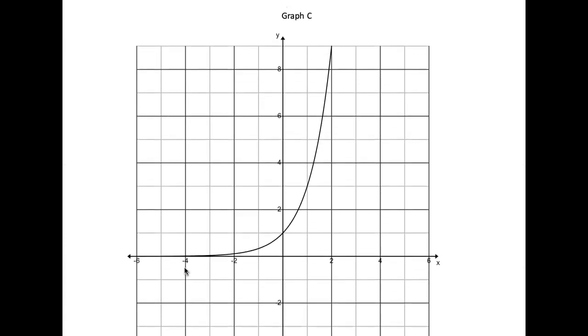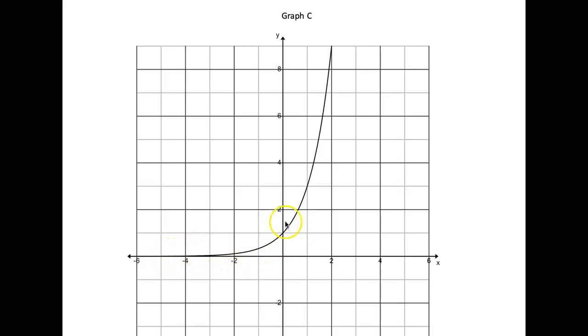Graph C starts to be exponential, and we can look at points of interest. The Y-intercept is at (0, 1). The X-intercept is N/A, not available, because remember, the graph will approach this line but never actually touch X, so no X-intercept.